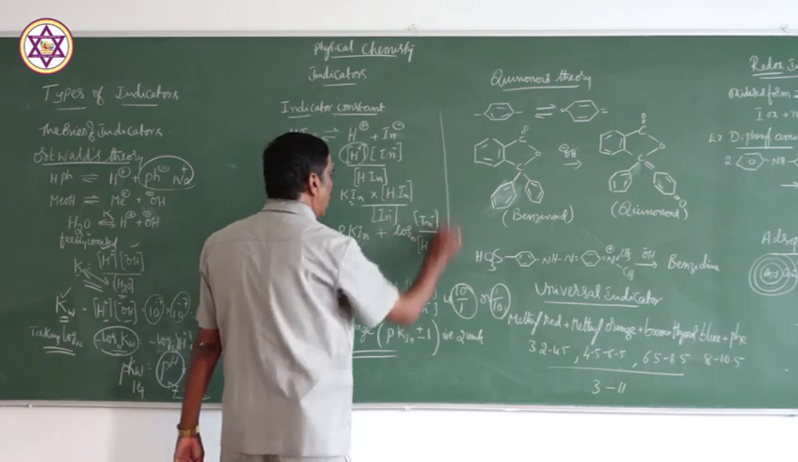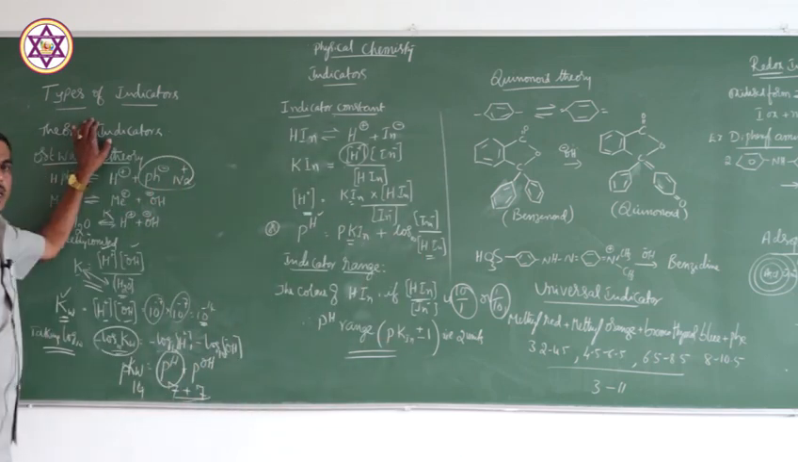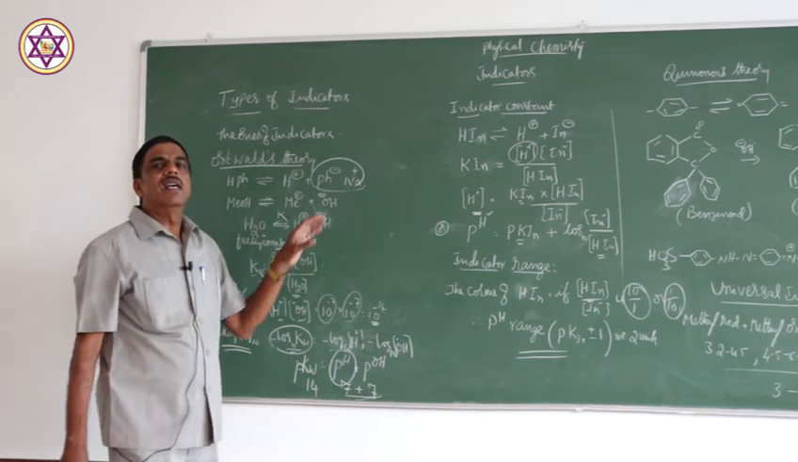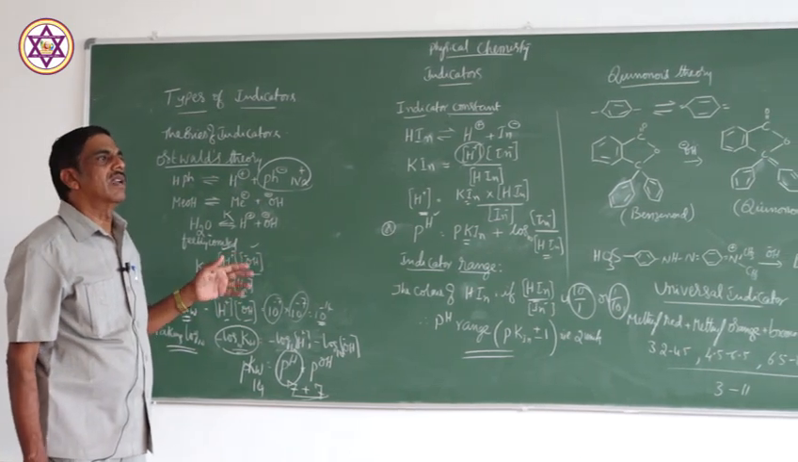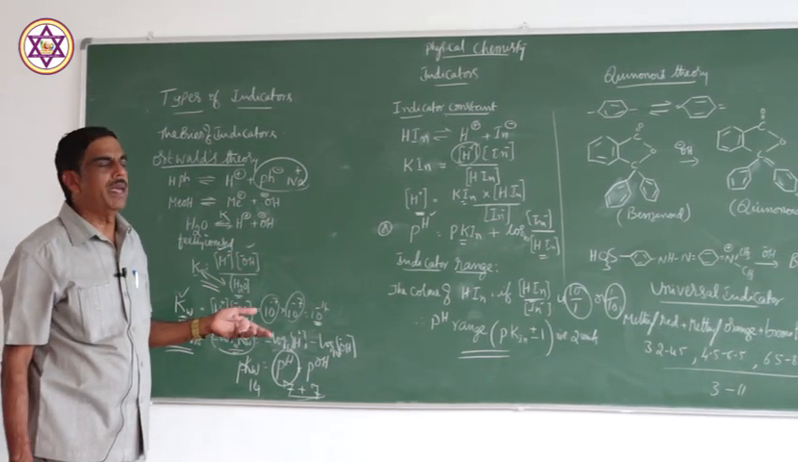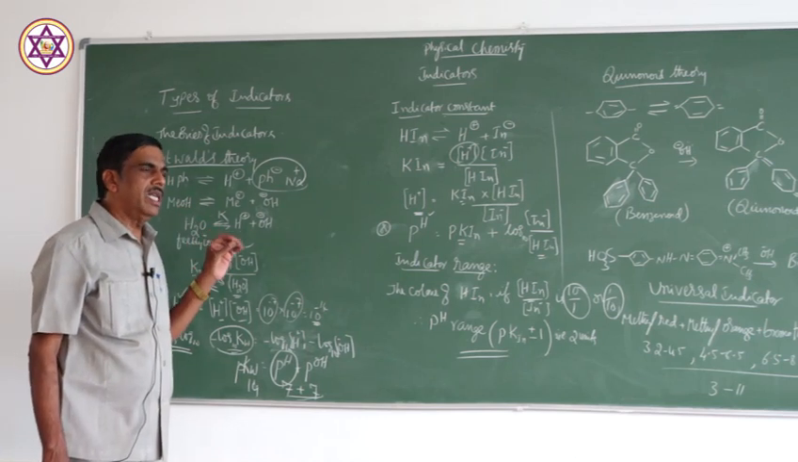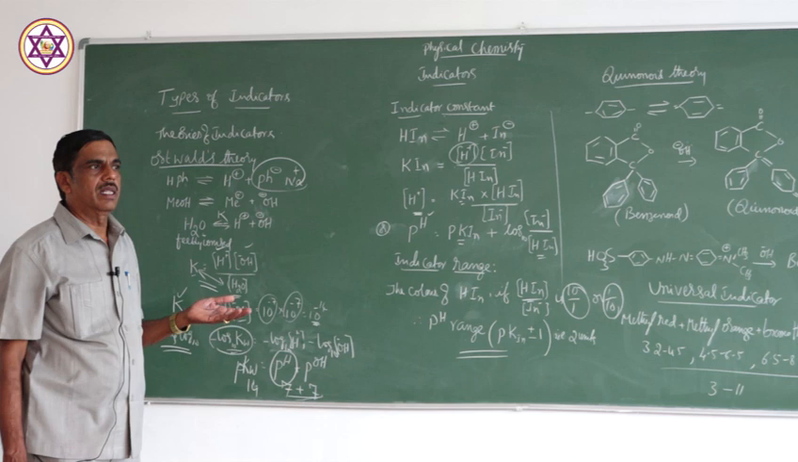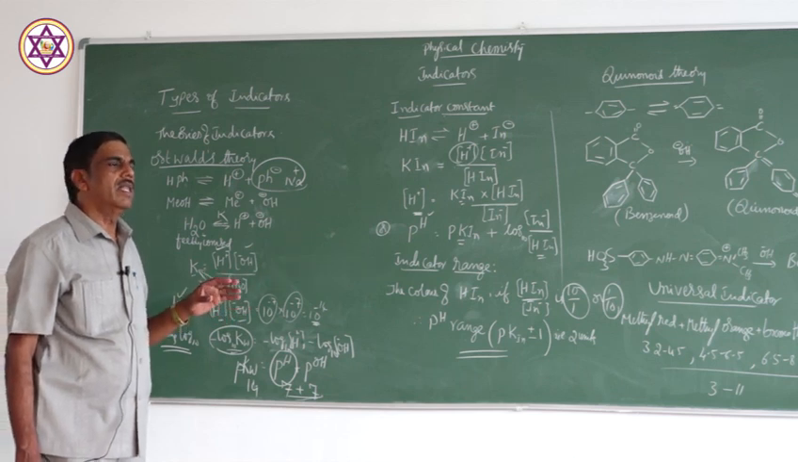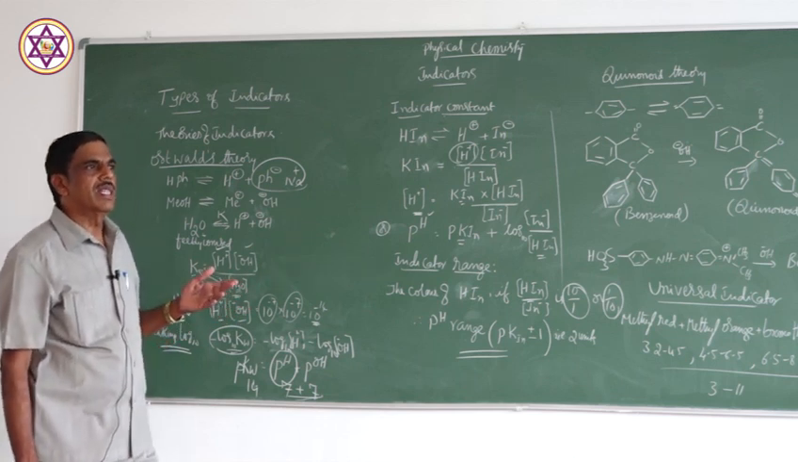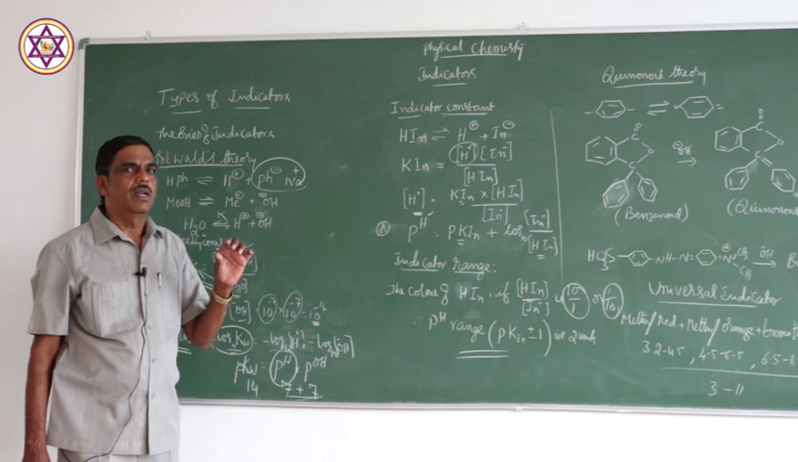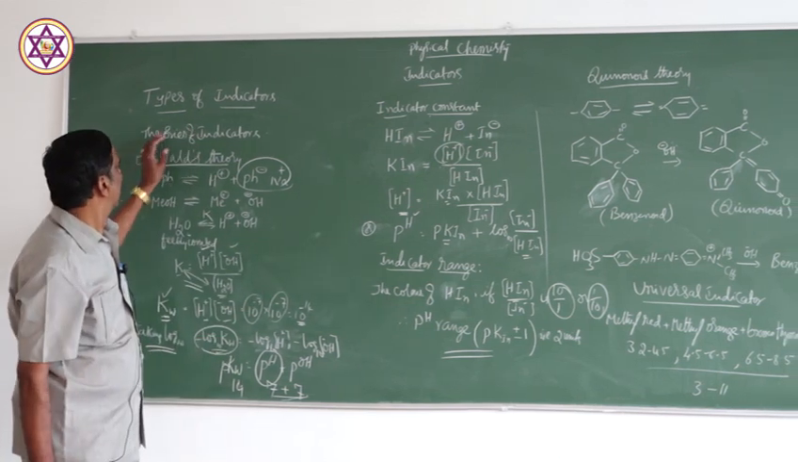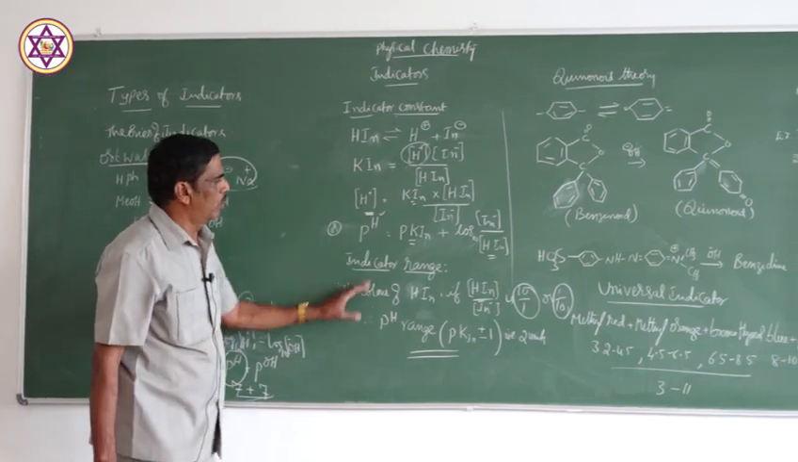So, this is about Ostwald's theory, which says about the ionization, and it says that an acid base indicator is either a weak acid or a weak base. The theory says that the unionized form has a different color than the ionized form, and this ionization takes place within a range of 2 units of pH. So, the first theory, Ostwald's theory, says about this.